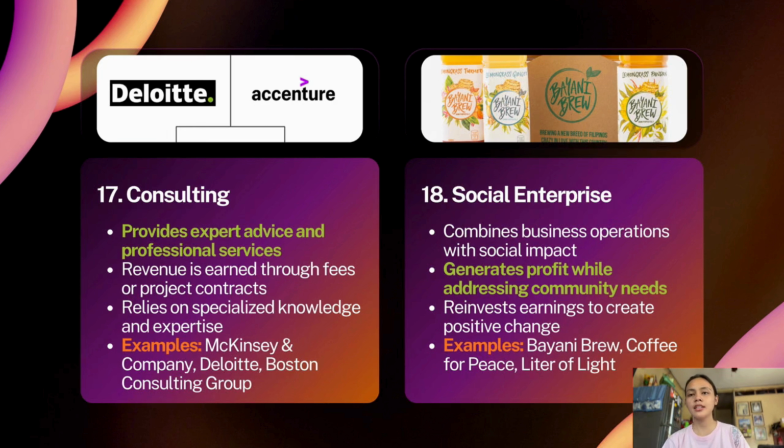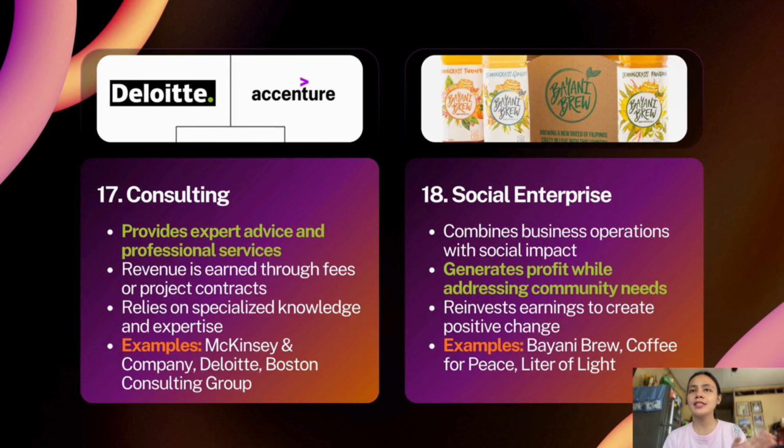So, number 17, consulting. Consulting is also known as the seller of knowledge. So, because they provide expert advices and professional services, yung mga kita nila is from the fees or yung mga project contracts na nakakuha nila between two companies. It relies on specialized knowledge and expertise. So, examples of companies that uses this business model is the McKinsey and Company, Deloitte, as well as the Boston Consulting Group. So, it is more on advices, it is more on the specialized knowledge that one company could offer to another for them to help each other grow.